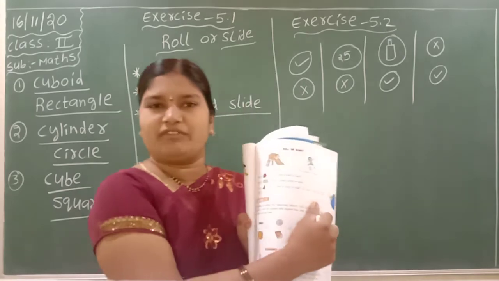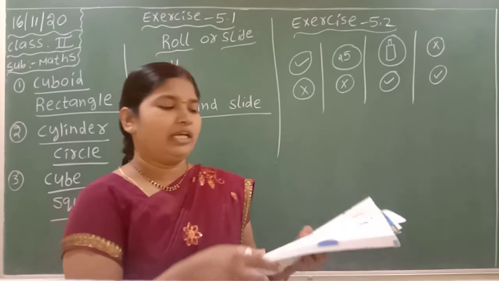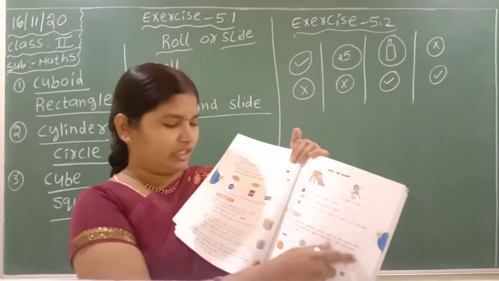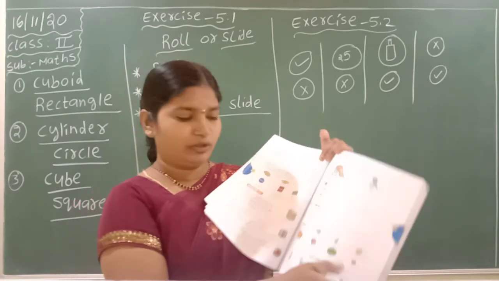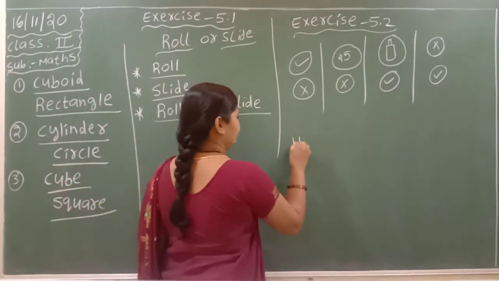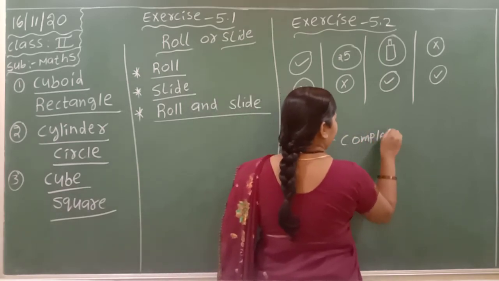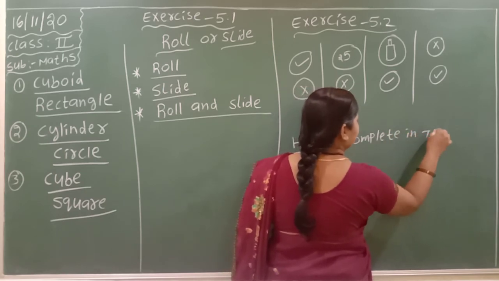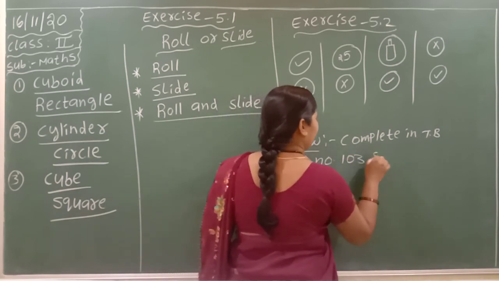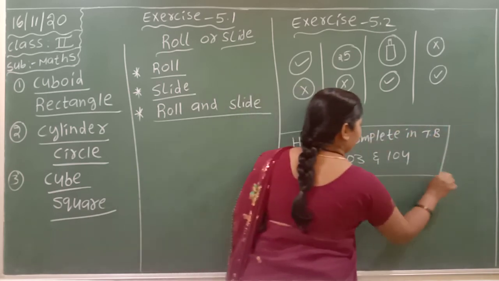Up to here, page number 104. You have to finish this. This is your homework today. Open your textbook page number 103 and 104. You have to finish exercise 5.1 and 5.2 up to this box. This is your homework today. Today your homework is to complete in the textbook page number 103 and 104. This is your homework today.